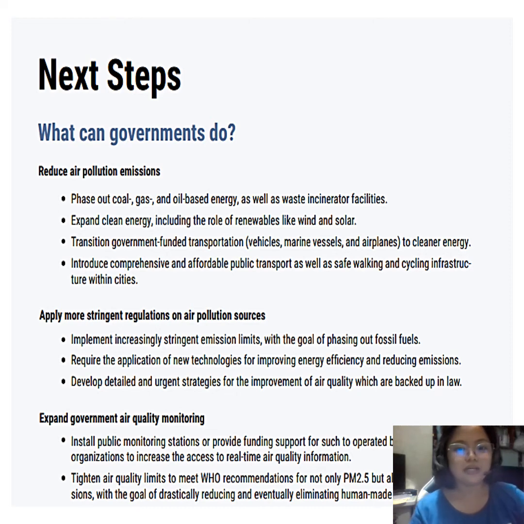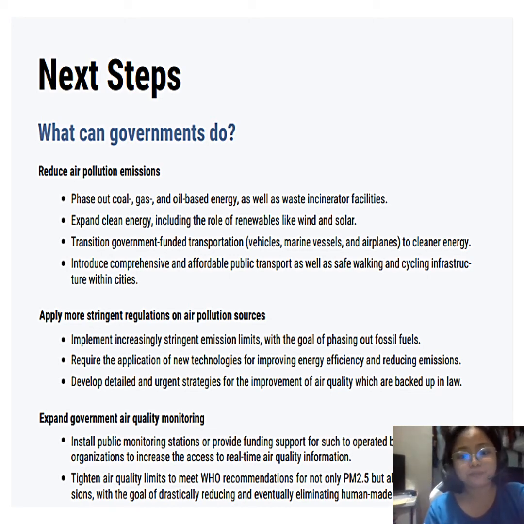Okay. So, implement increasingly stringent emission limits. So, there should be a limit for every emission with the goal of phasing out fuels. Katulad na sinabi ko po kanina. Require the application of new technologies for improving health efficiency and reducing emissions. Develop detailed and urgent strategies for the improvement of air quality which are backed up in law.